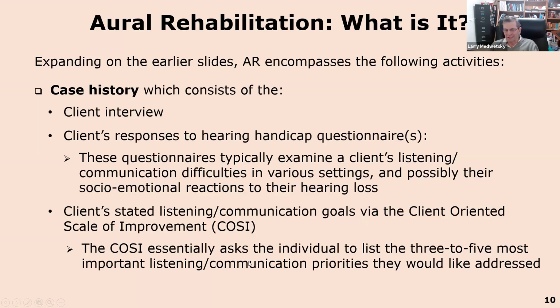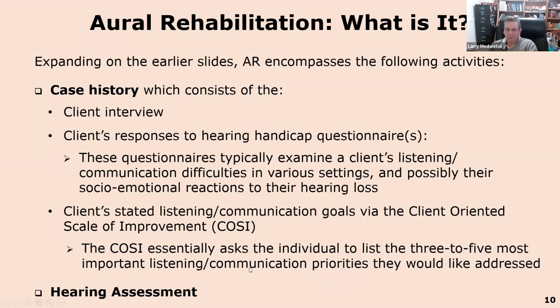Usually this questionnaire is open-ended and we ask the individual, tell us the 3 to 5 most important communication priorities that you would like to address, because that is going to be the ultimate goal for the audiologist. We want to hopefully move from where you have some difficulty to, after working with you, you indicate that you're now doing much better than before you started working with the audiologist.